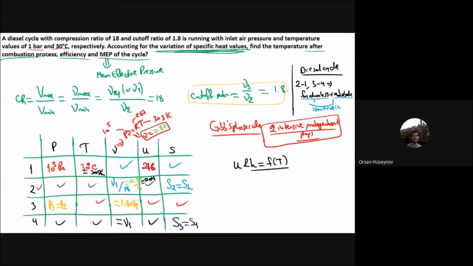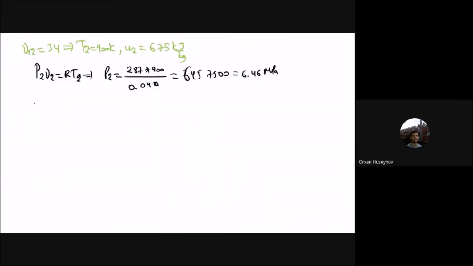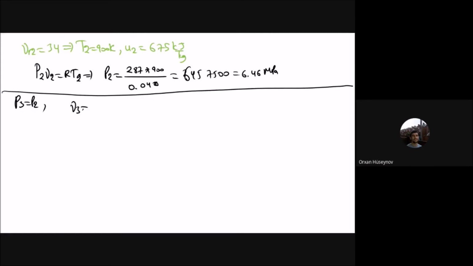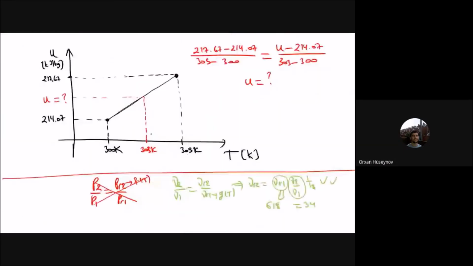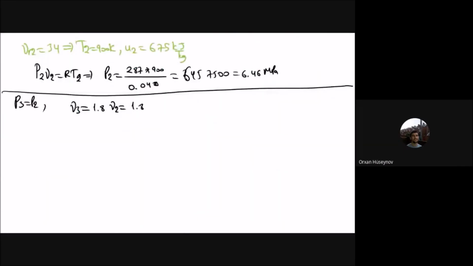For that state 3, the pressures are the same. You have the same pressure, and the specific volume value will be 1.8 multiplied with nu 2. Therefore, I can find that P3 is the same as P2. That's for state 3, and then nu 3 will be equal to 1.8 multiplied with nu 2. I know that nu 2 value is 0.04. Therefore, 1.8 multiplied with 0.04, and then you will have that nu 3 value.